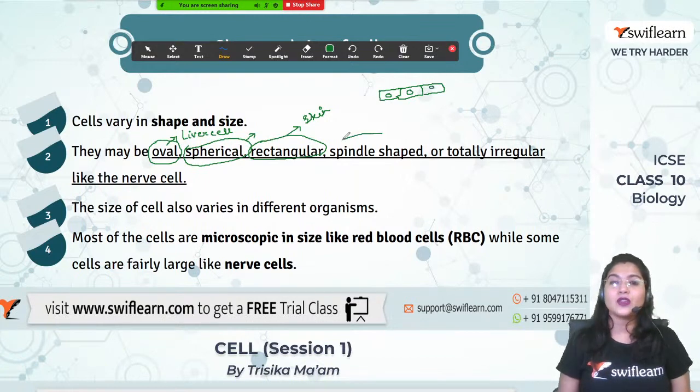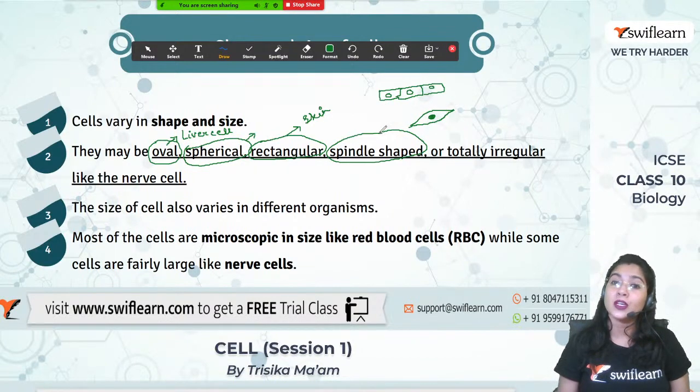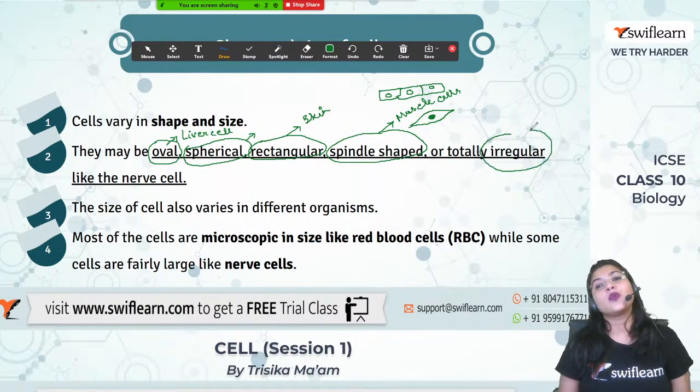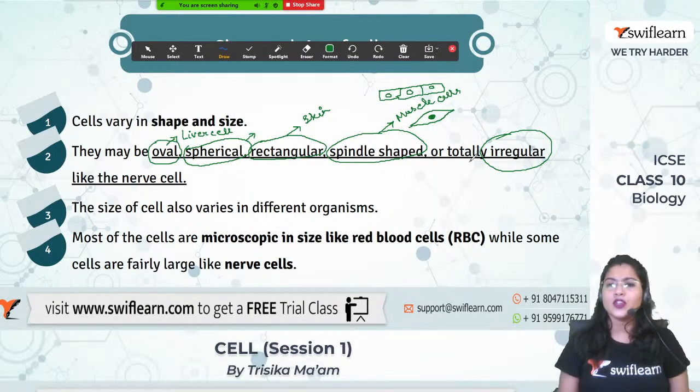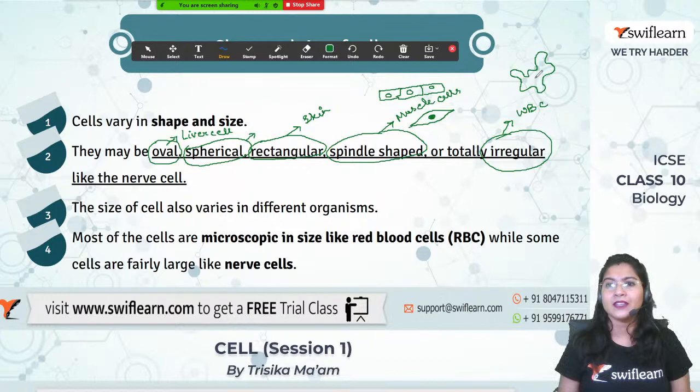Okay, now coming to the spindle shaped cell. Spindle shaped means the two ends are tapering, and definitely the middle portion is a little bit bulgy. So this type of cell you can find in which cell? We can see this shape in the muscle cells, right? Yes, and there are also some cells which are totally irregular in shape. Irregular shaped cells we can find in WBC, which can also change their own shape according to their function, so that they can squeeze through the different blood capillaries.